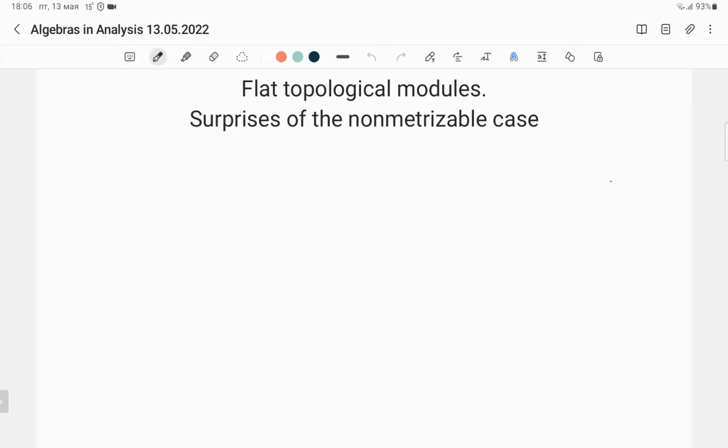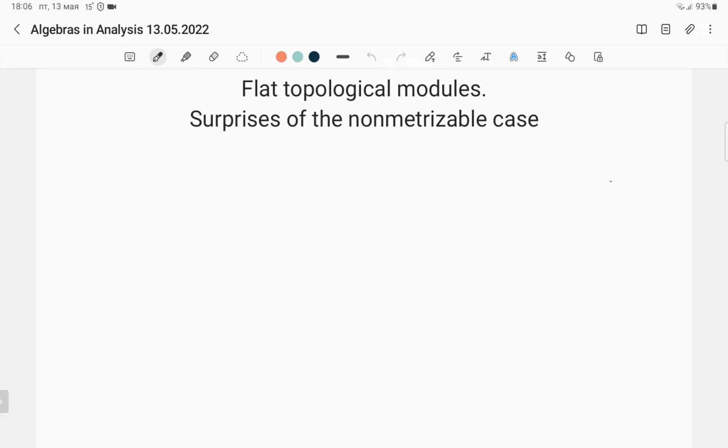Okay, so today I'm going to tell you about flat topological modules. My main point is that while flat Banach modules are classical objects, very little is known about flatness in the more general setting of locally convex modules, and especially in the nonmetrizable setting. It turns out that even the definition of a flat topological module is not entirely obvious.